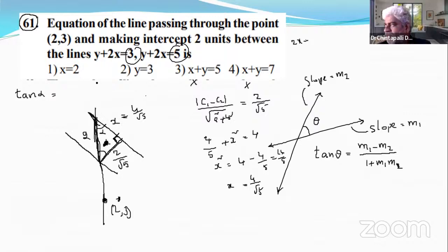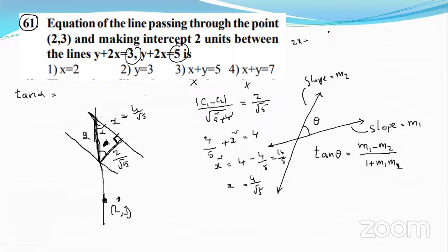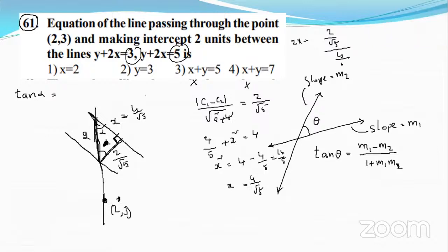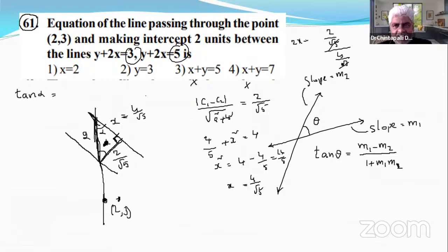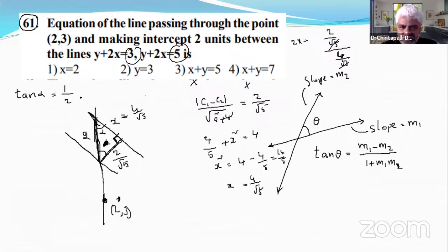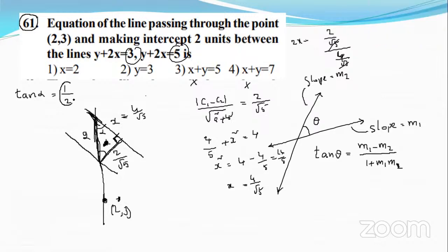2 by root 5 whole by 4 by root 5 is? The root 5 cancels. 2 by 4, that is 1 by 2. Tan alpha is equal to 1 by 2, right? If this angle is alpha, tan alpha is equal to 1 by 2.